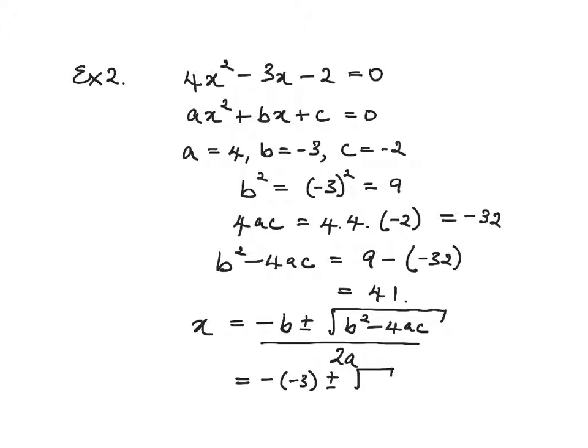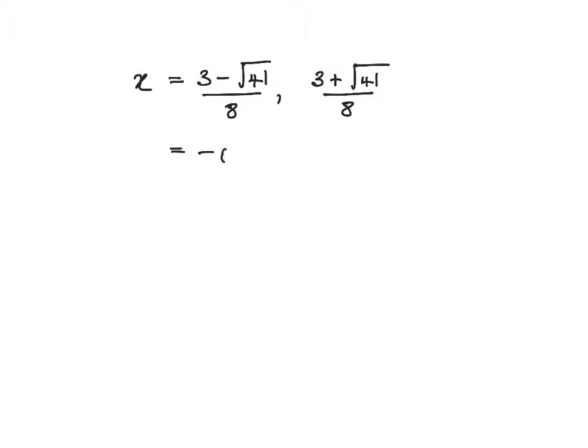Square root of 41, and we have what on the bottom? 2 times a is 4, 2 times 4 is 8. So x equals 3 minus root 41 over 8, and the second solution is 3 plus root 41 over 8. And you need a calculator to get these values. Minus 0.4254 is the first solution. And 1.1754 is the second solution.